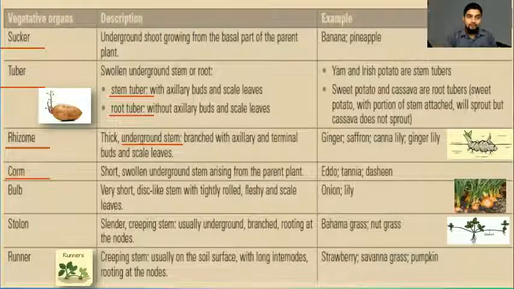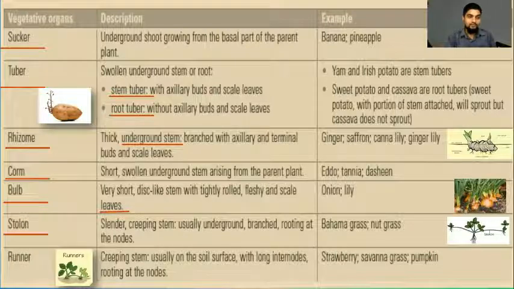We have the corm. What is the corm? It is a short, swollen underground stem. A typical example would be arrow. Next, we have bulb. It is mainly the leaf of the plant that is referred to as a bulb here. An example would be onion.